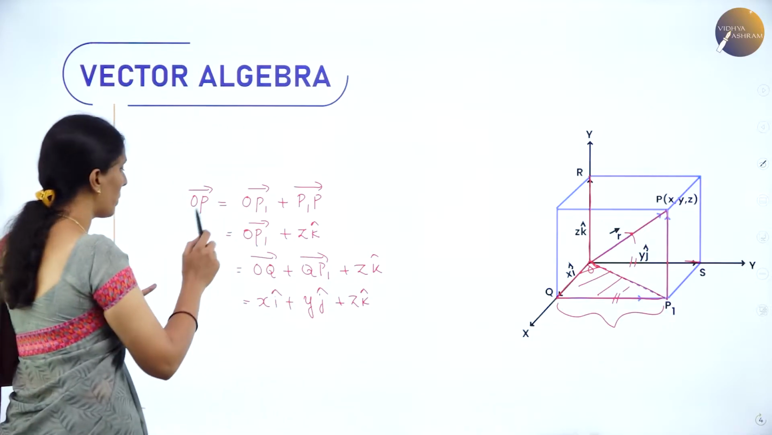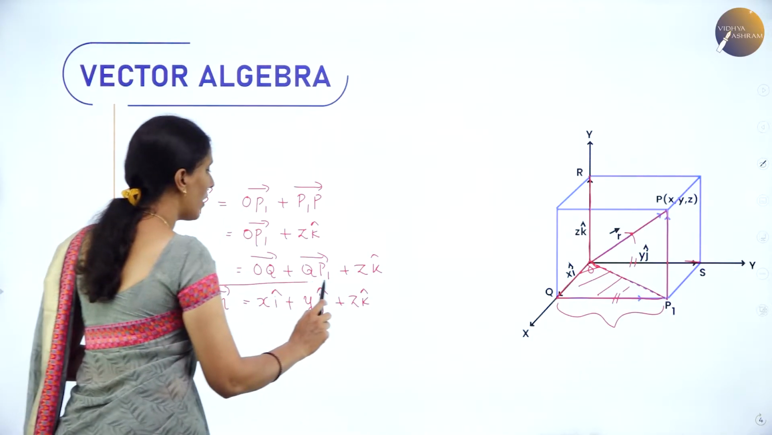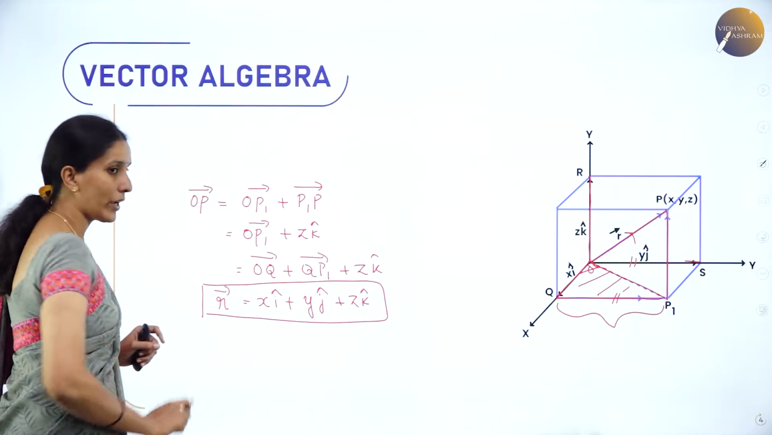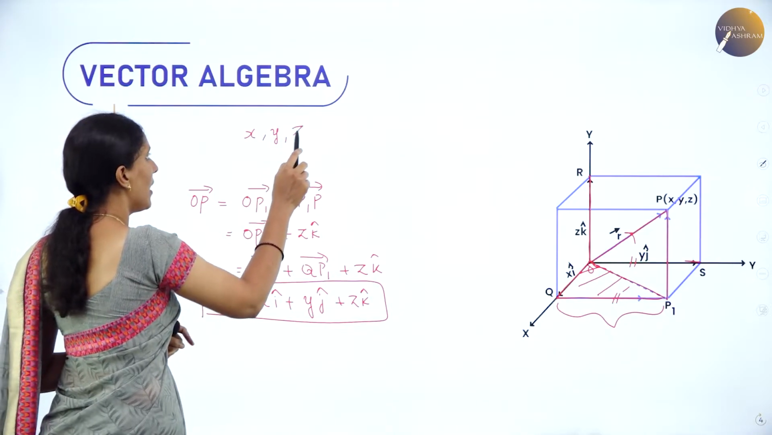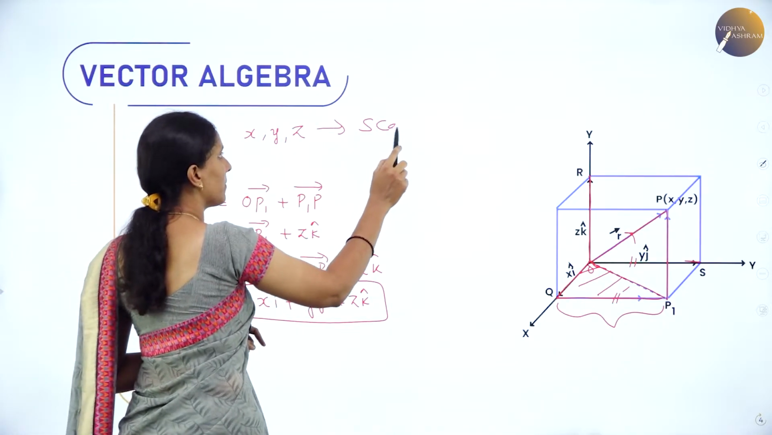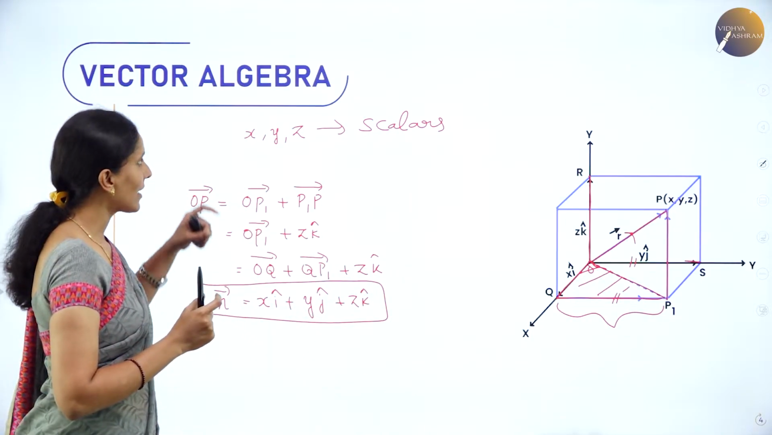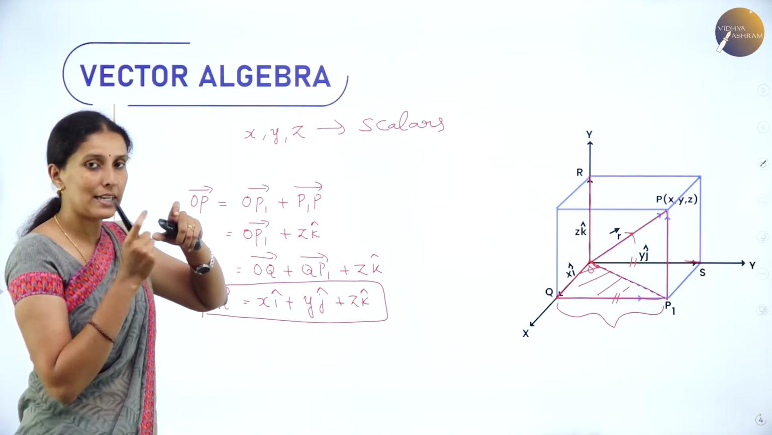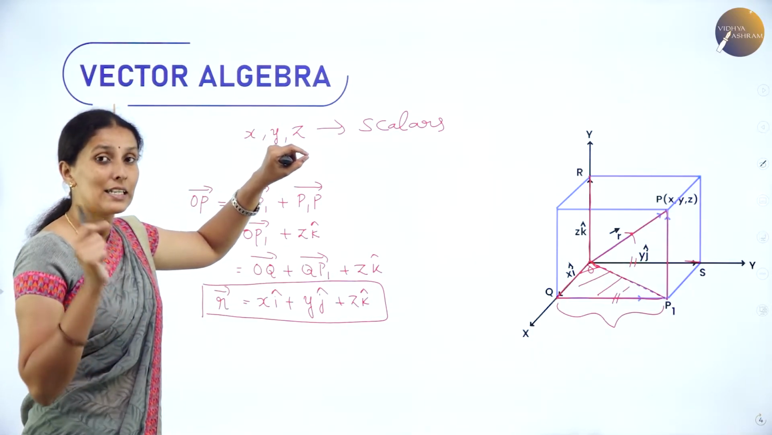So what is this OP? This is our vector r. Thus, this is called the component form of a vector where x, y, z are scalars. They are only the values. x is the distance from x-axis, y is the distance from y-axis, and z is the distance from z-axis. So they represent only the distance, that is a scalar.